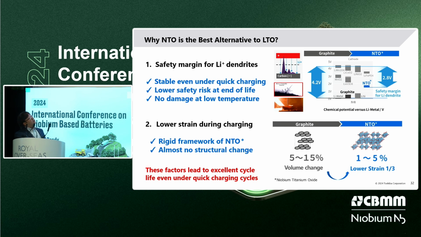So NTO is stable even under quick charging, and also has lower safety risk at end of life, and no damage at low temperature. And the second reason is lower strain during charging. As you can see here, graphite shows up to 15% volume change during charging. On the other hand, NTO shows almost 1/3 lower strain due to the rigid framework and almost no structure change. So these factors lead to the excellent cycle life, even under quick charging cycles.